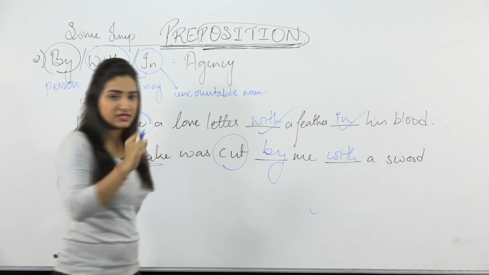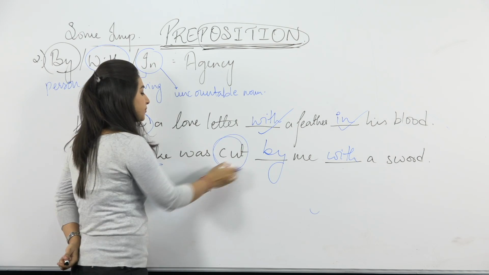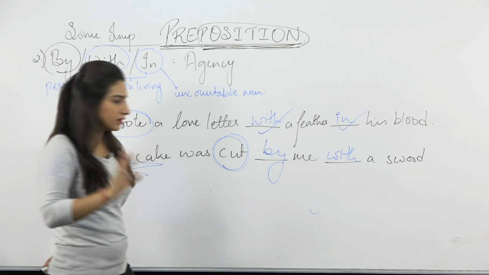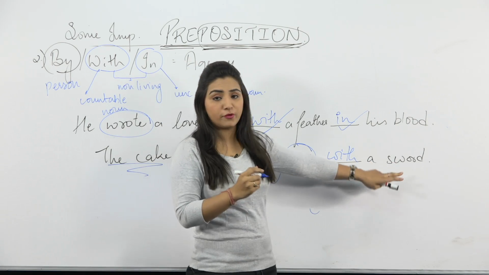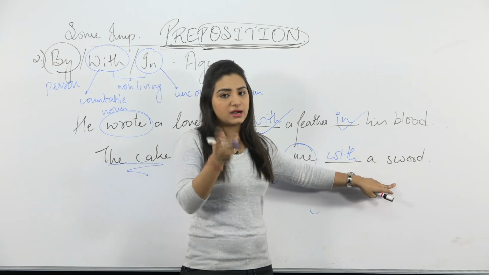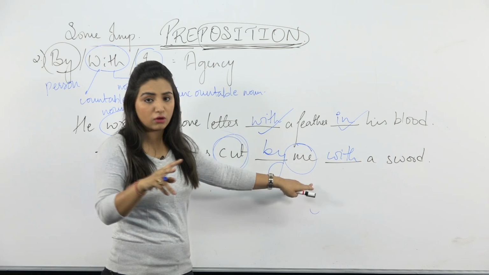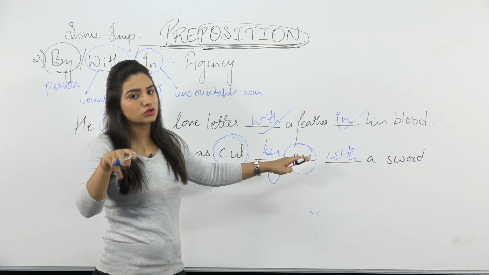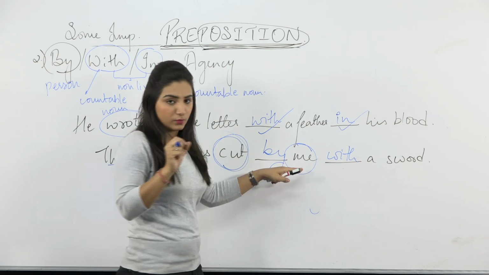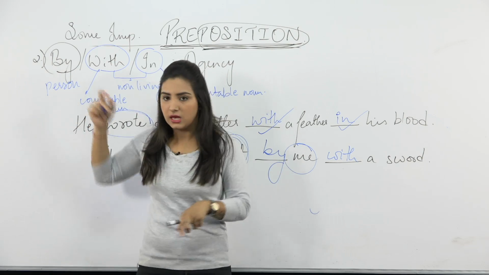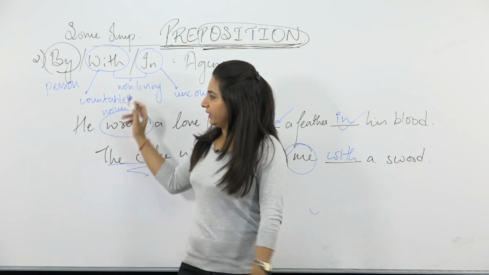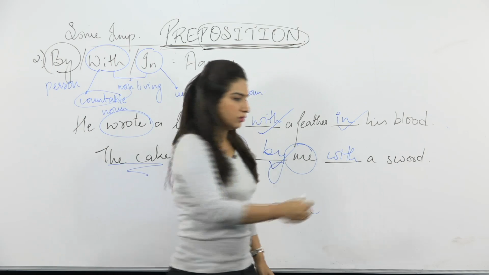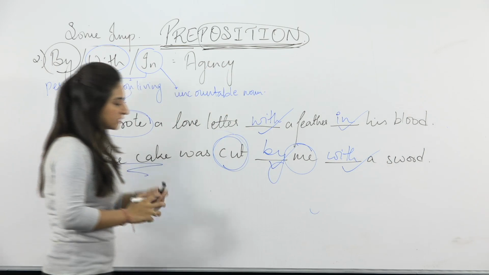Why are we placing by and with? Because a work is performed, that is to cut a cake, right? Then we have me. It is performed by me and with the help of a sword. That means we have a countable and an uncountable noun. Sorry, we have countable noun, but one is living and the other is non-living. So me ke saath, with me, that is a person, we'll place by. That is correct. And a sword is a non-living thing, but it is countable. So we'll use with it. Fine. So this is the correct sentence.